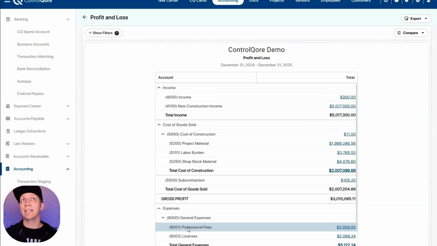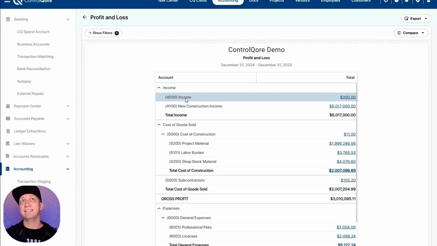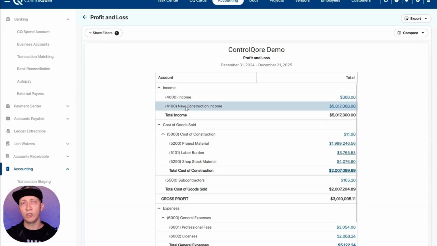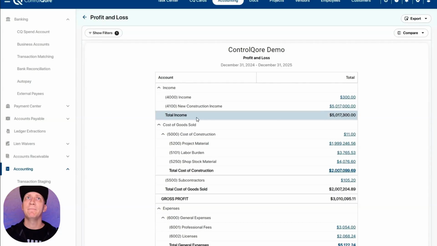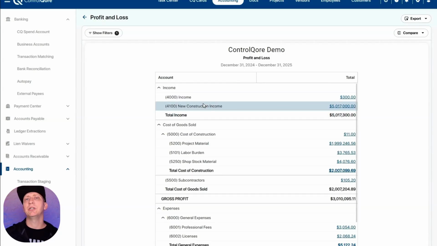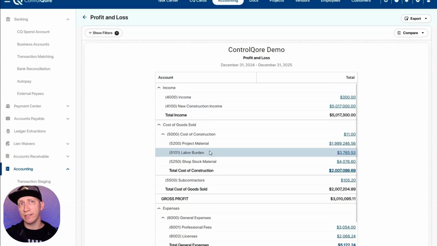Now, again, the income at the top is however you put it in your chart of accounts. But typically we see service, new construction, maybe it's divisions, if it's industrial versus commercial or whatever. But you're not going to have a bank income there because that's not your main thing. That's an other income, right?